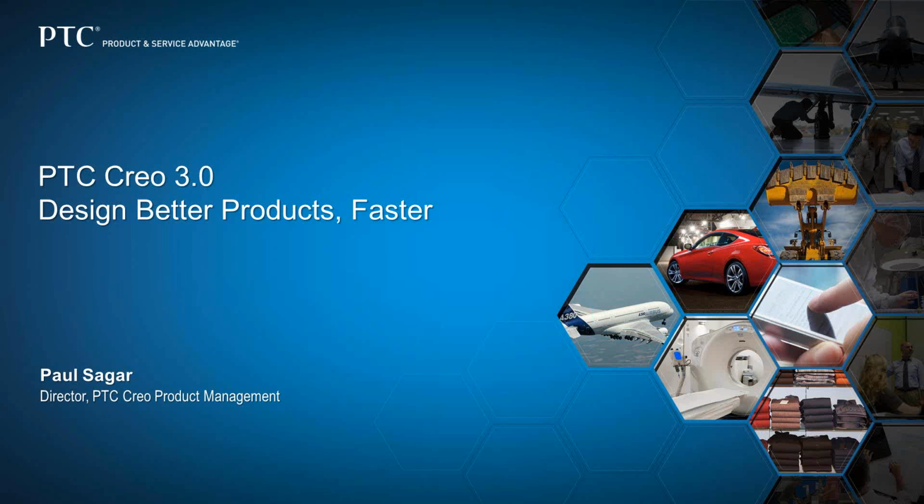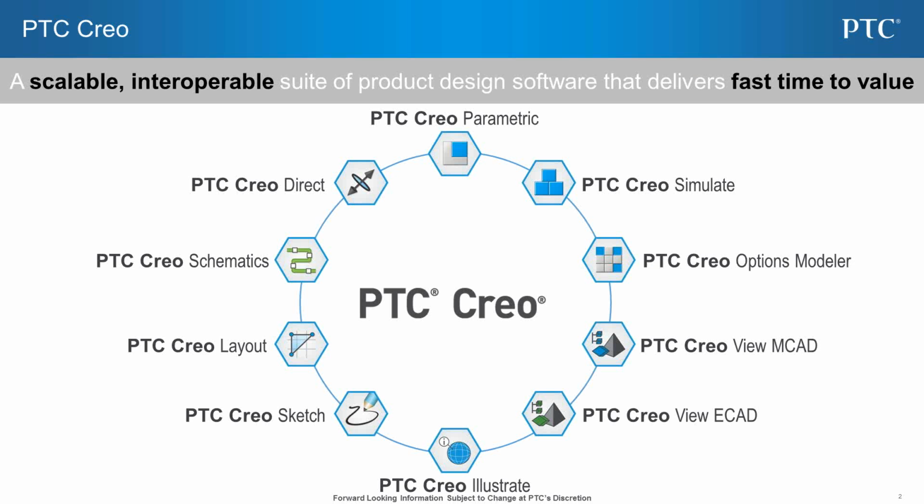Now, you hopefully are aware of this circle of apps that we currently have and the Creo strategy around building a scalable, interoperable suite of product design software that offers faster time to value. Now in Creo 3 we've enhanced a fair portion of the individual apps in this circle. We haven't added enhancements to all of them, but for example there's enhancements in Creo Parametric, in Simulate, in Creo Direct, in Layout, in Creo Sketch, etc.